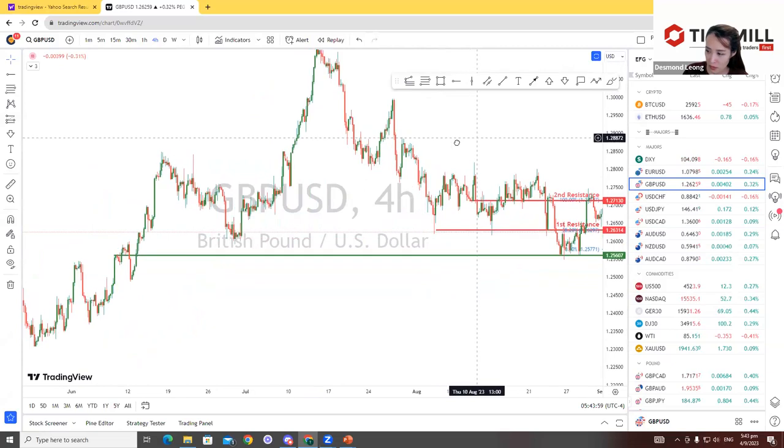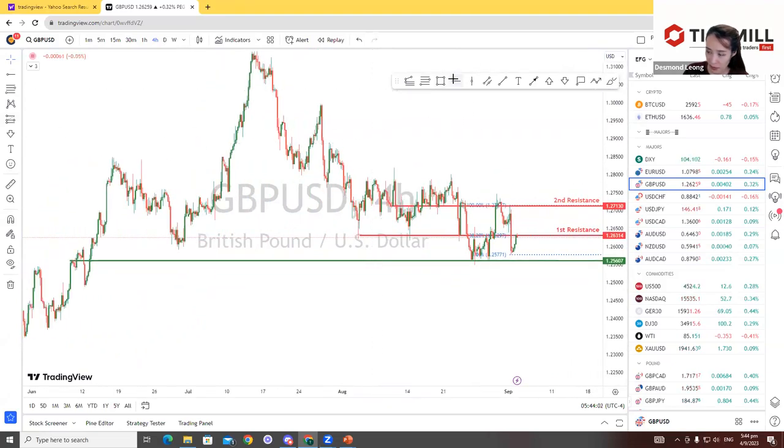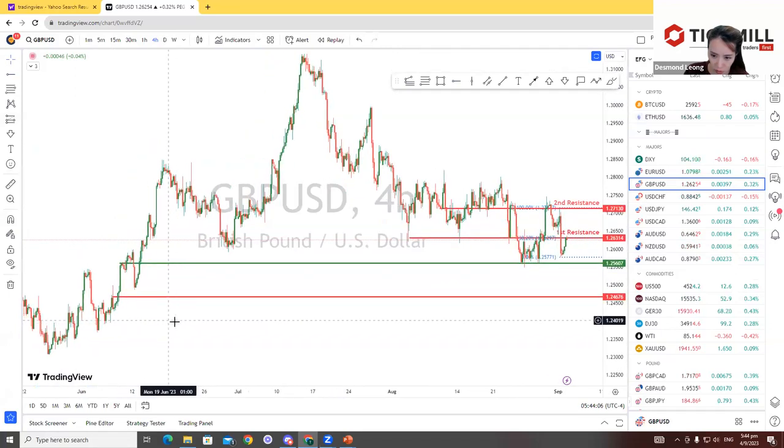Which pair is your favorite pair to trade? For me, recently I trade GU quite a lot, like GBPUSD.